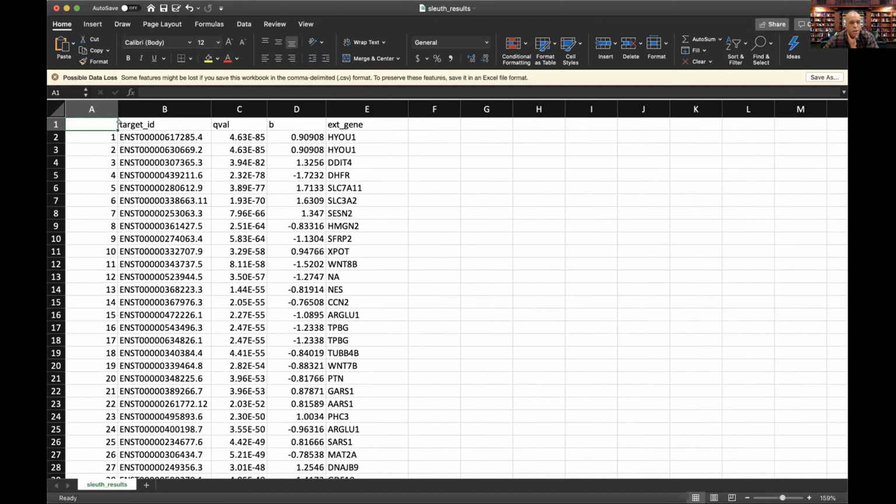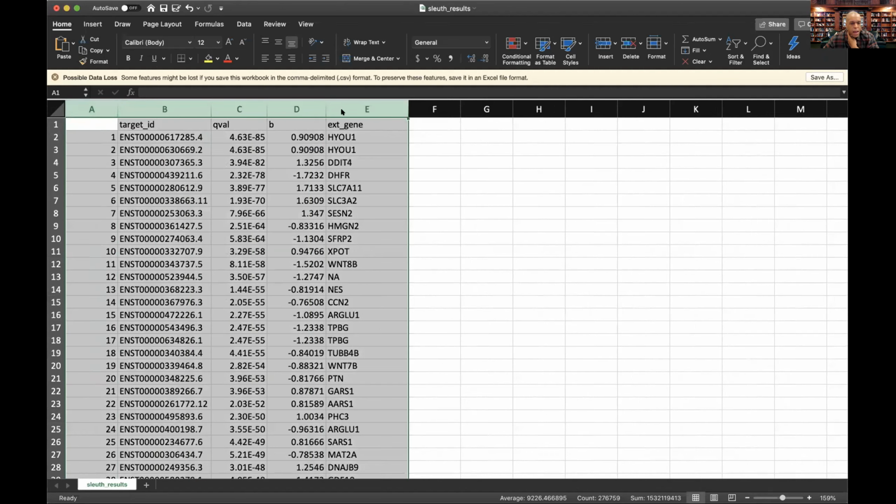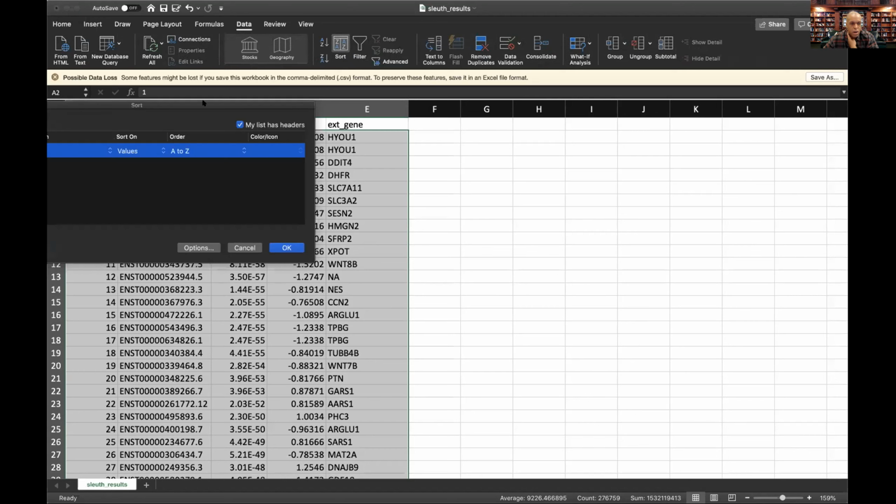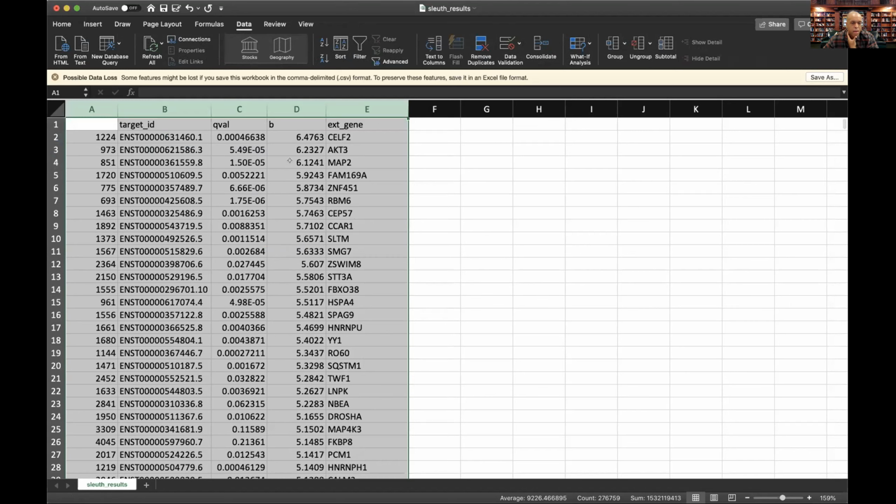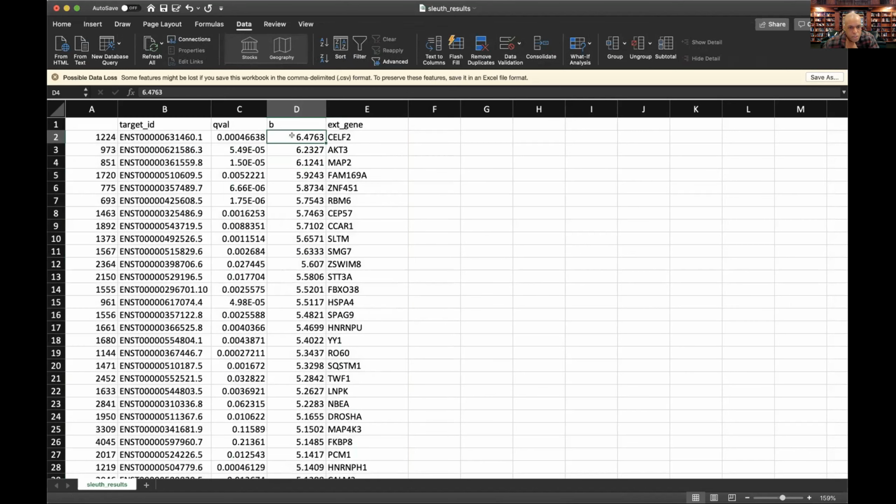What I'm going to do here is select my data set, and I want to look for the genes that have the most change in gene expression. So I am going to go to data and sort, and then I'm going to sort by fold change, which is B, and then from largest to smallest. Okay, so there's a 6-fold fold change, positive.